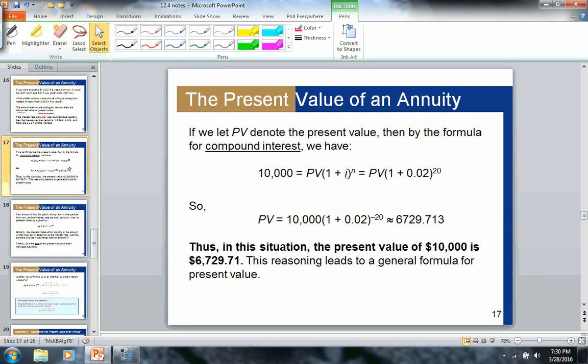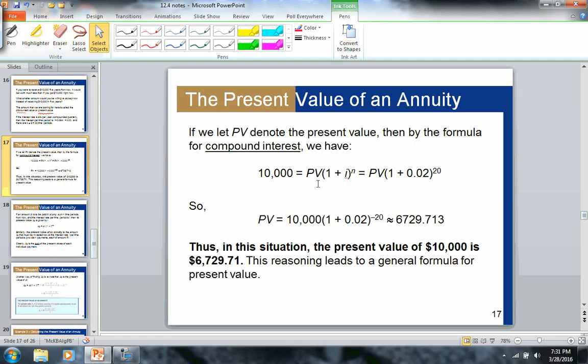And then if we let PV denote the present value, then the formula for the compounded interest we have is going to be this. We're going to take that present value and we're going to multiply it by 1 plus our interest rate to the n, and that should equal the $10,000. So if we put in our 0.02 and then our 20, then we will be able to set it equal to the $10,000.